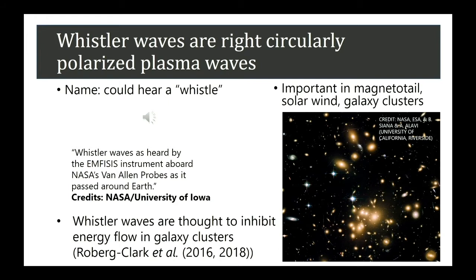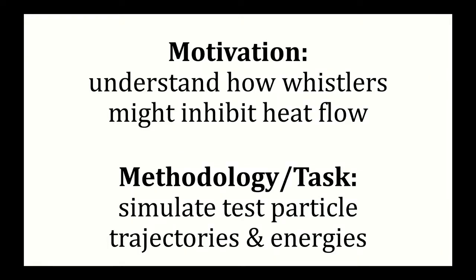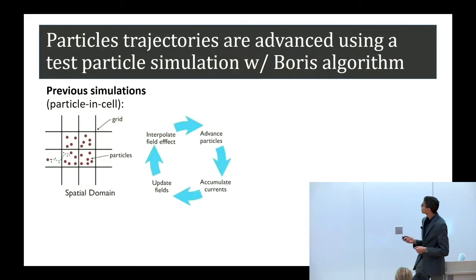So the reason we're interested in Whistler waves is that previous literature has shown that they're thought to maybe control how energy flows in a galaxy cluster. So we're interested in figuring out how Whistler waves might actually do that. And the way we will figure that out is using what's called a test particle simulation. So let's break that down as well.